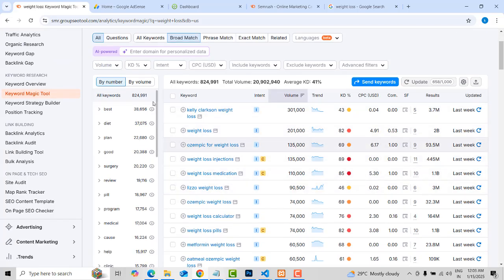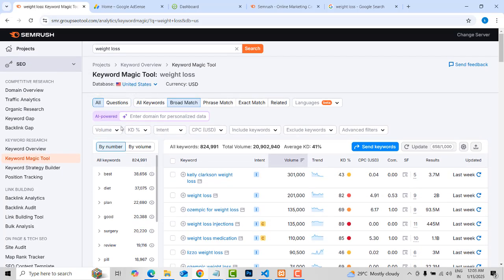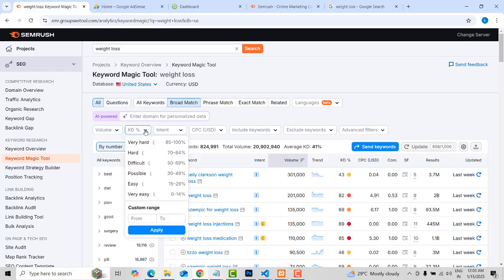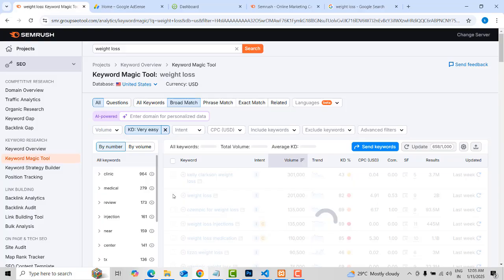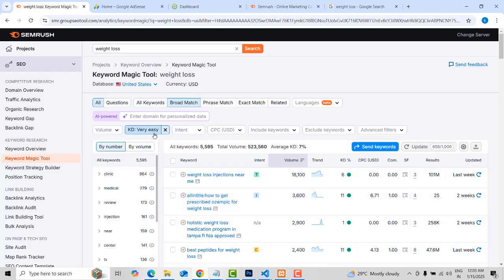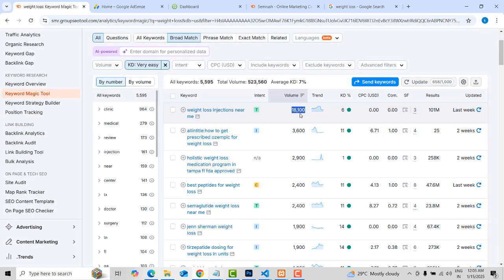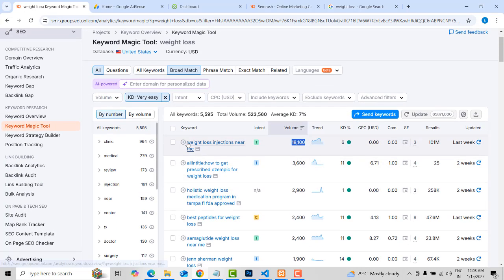First you have to go to this tool. You can get the KD; click on this arrow and this option, and you can make it very easy. You can see here the volume, 18,100 volume for this particular keyword. The KD rate you can see is 6.